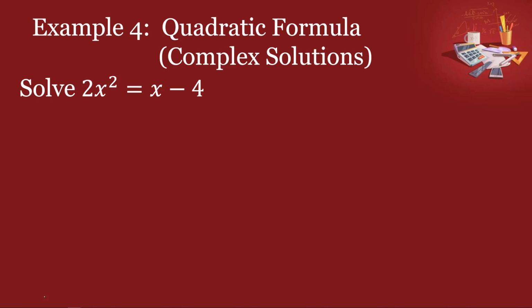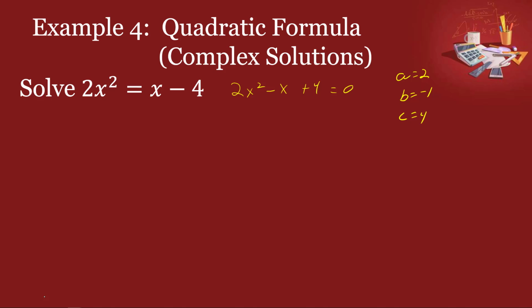Here we have 2x squared is equal to x minus 4. Okay, well the first thing we need to do is to write this in standard form. And that would be 2x squared minus x plus 4 is equal to 0. Now notice that here we have that a is equal to 2, b is equal to -1, and c is equal to 4.